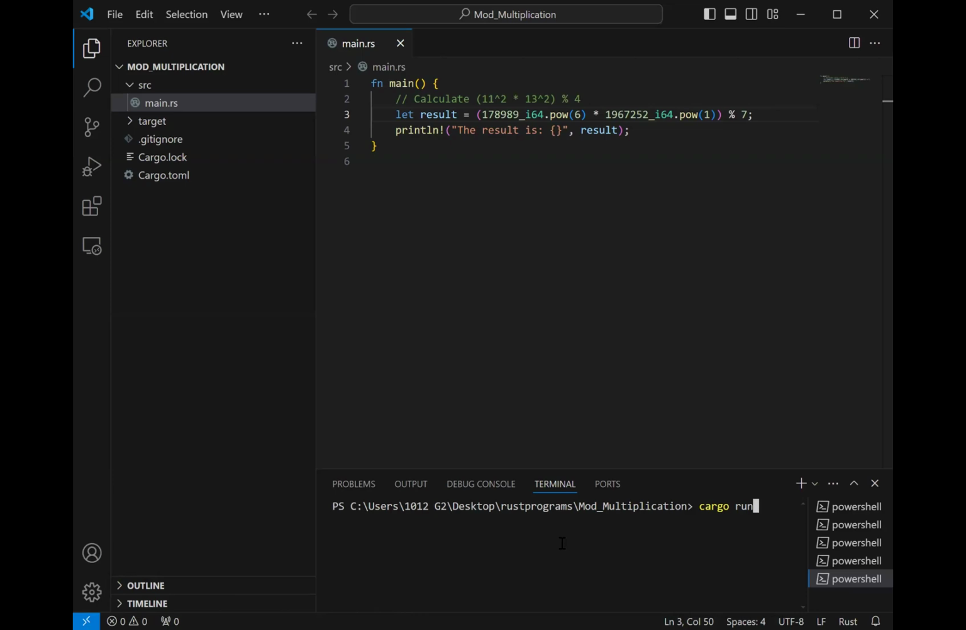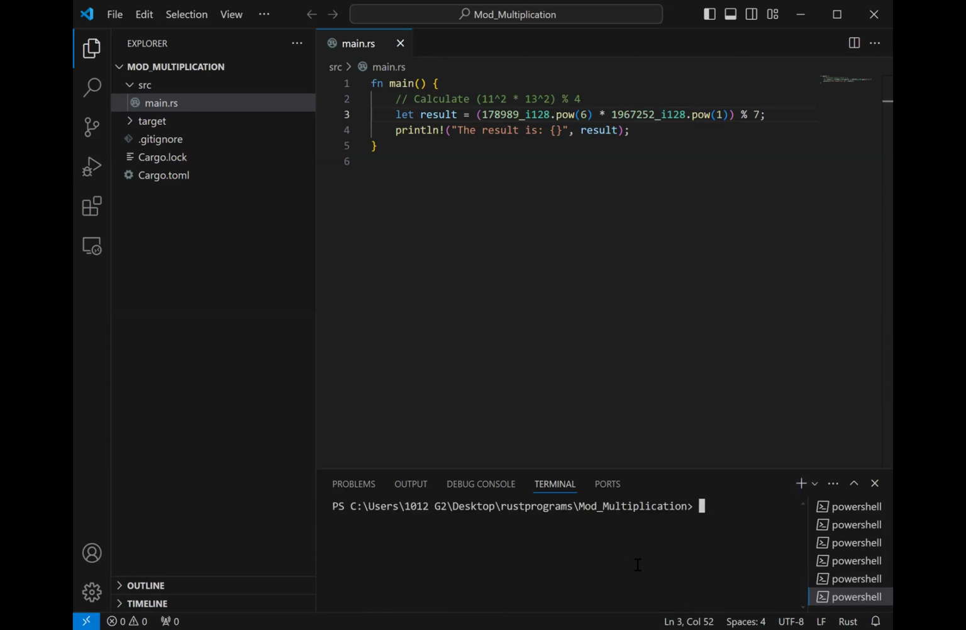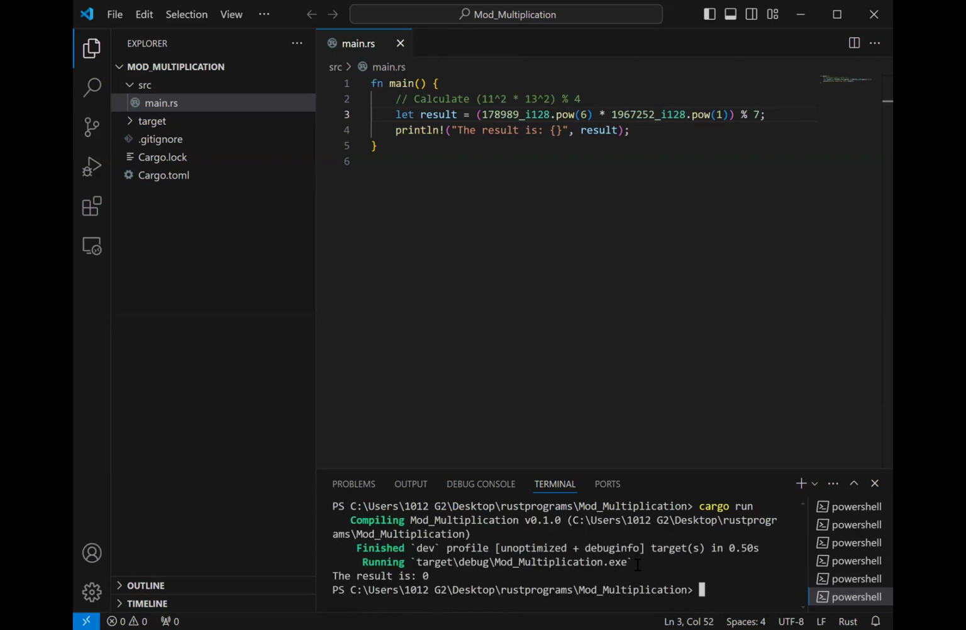I've changed it to I64, everywhere. It doesn't run. What about if I change it to 128? 128 is the highest we can go. Oh, it has given us some result. It's saying it is 0. The remainder is 0. That means what we get here is divisible by 7.